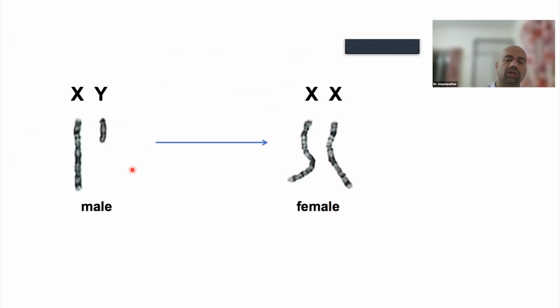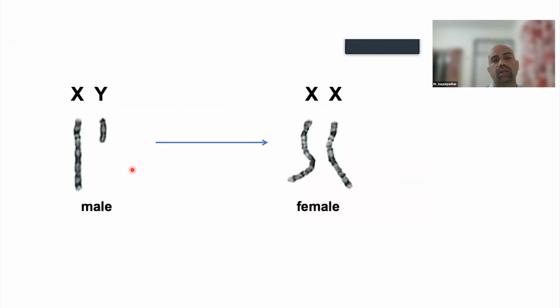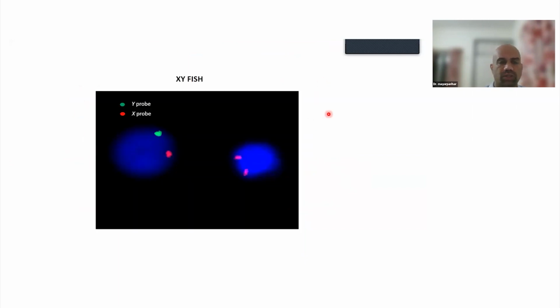So this was a patient of CML diagnosed in CMC, underwent a transplant, a haploidentical transplant. When you do a haploidentical transplant, the hematopoietic cells, the XY, because it's a male patient, become XX, and that is when we use FISH. So this is how it would look, XX and XY.